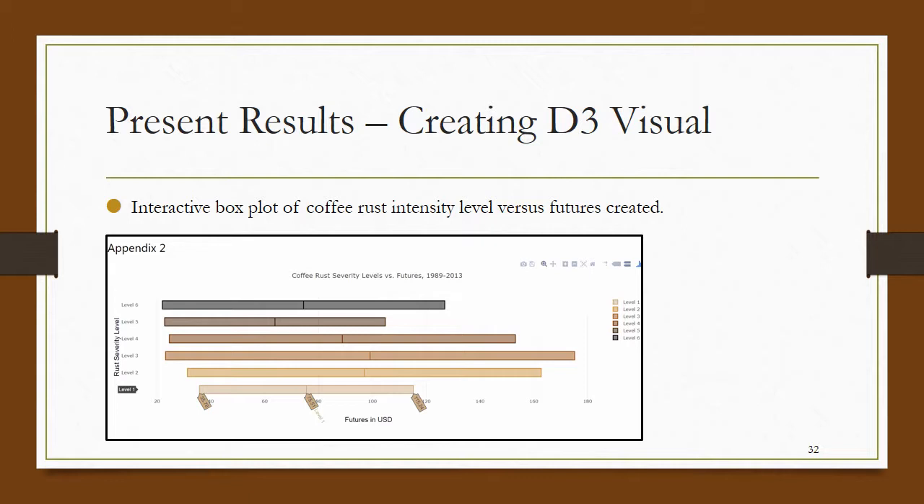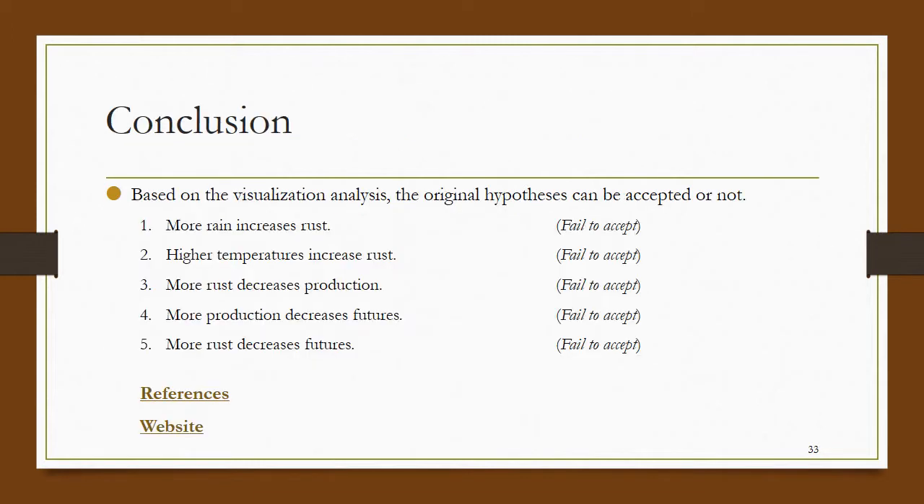If you hover over a box, the minimum, average, and maximum values will appear. The visual is tangentially related to the project, which is why it was added as an appendix. The correlation matrices, line plots, and linear regression visualizations are used to validate the original hypotheses.